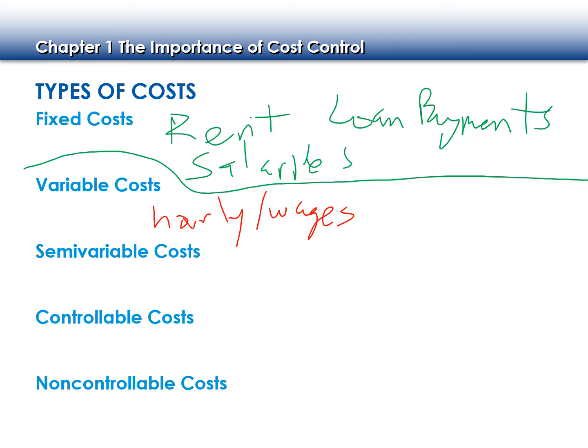Okay? Hourly and wages. Someone said it. Food cost. Food and beverage. Those are variable costs. If we're not busy, we don't need as many ingredients to make the food. So if we're slow, I better not be making enough food.